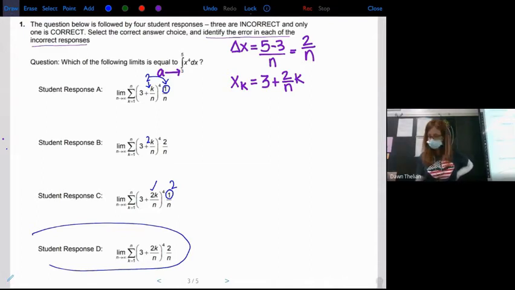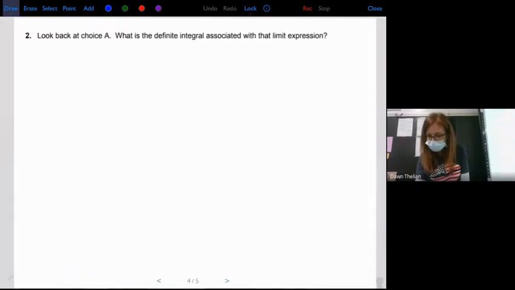Questions? All right, the bottom of this says, go back to student choice A and write the integral that they were really writing. So I'm going to rewrite it on here. It's the limit as n goes to infinity, the summation, k equals 1 to n. All of that is always the same. And then student choice A did 3 plus k over n to the 4th times 1 over n.